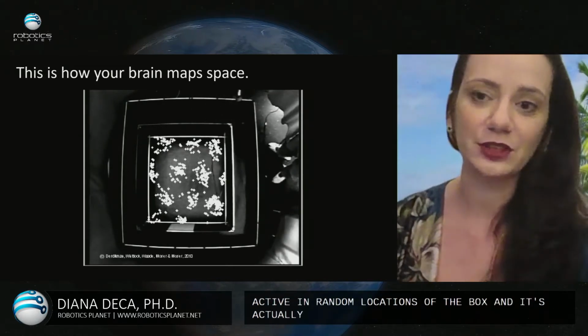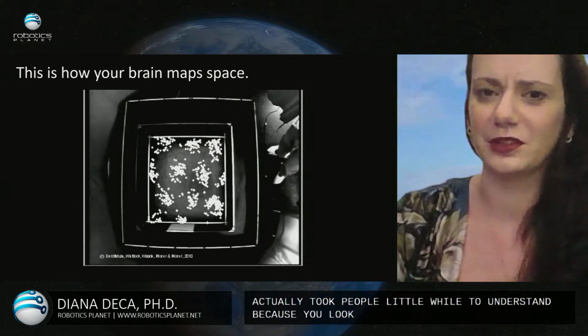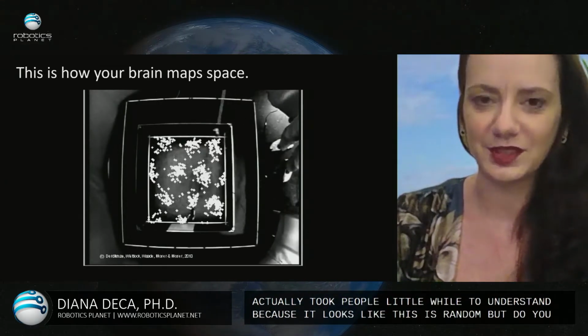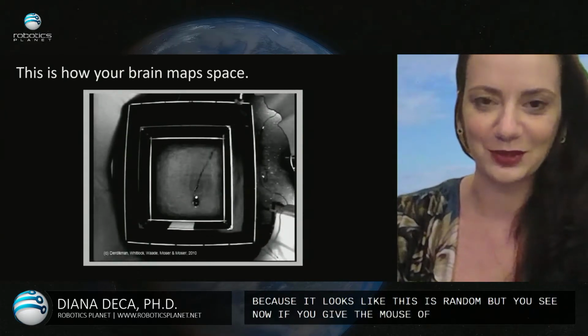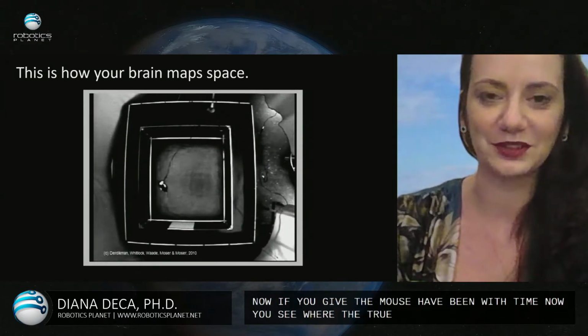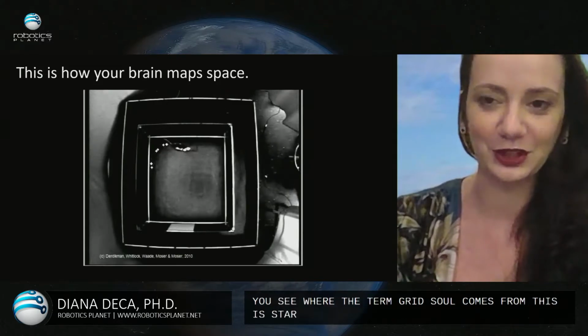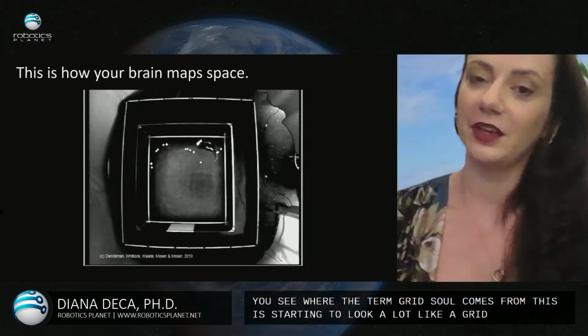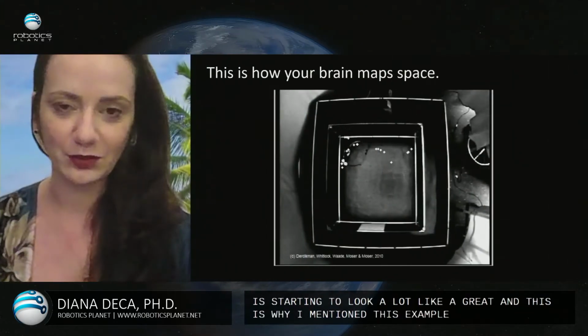And this actually took people a while to understand because it looks like this is random. But you see now, if you give the mouse a bit more time, now you see where the term grid cell comes from. This is starting to look a lot like a grid. And this is why I mentioned this example. It's also very related to my research.